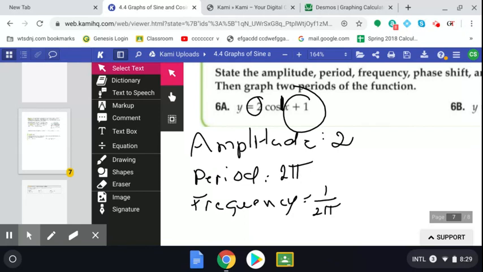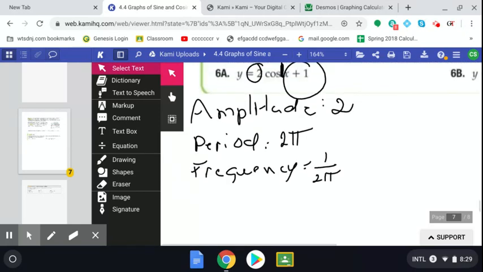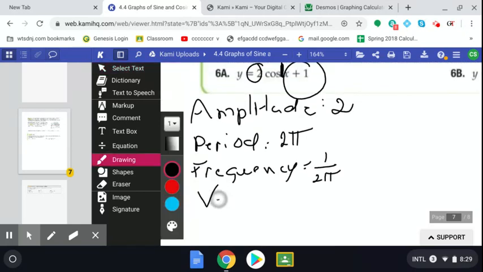Okay, so we have the frequency, and then we are going to have 2 pi over b, 1 over 2 pi. Okay, so now the vertical phase shift is 1 because of that plus 1.